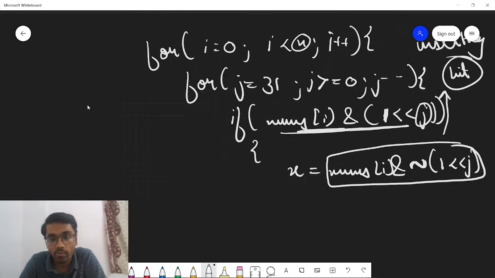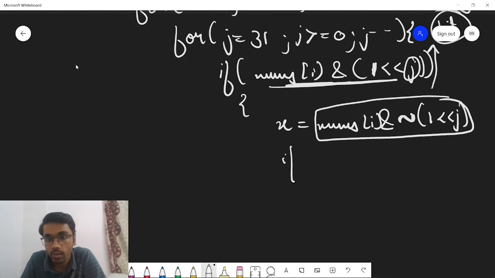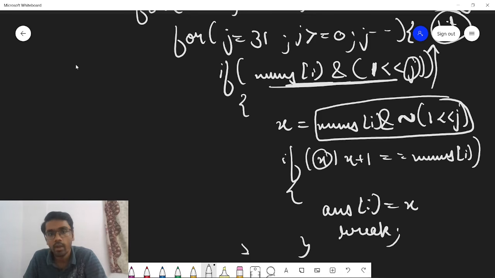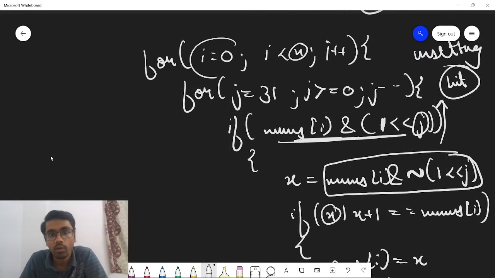Now if we have the value of x, we just need to check if x or x plus 1 is equal to nums of i or not. If this is the case, that means we got the minimum x possible. So just store answer of i equal to this x and break from here. And subsequently we will be doing this for each and every value of nums of i.